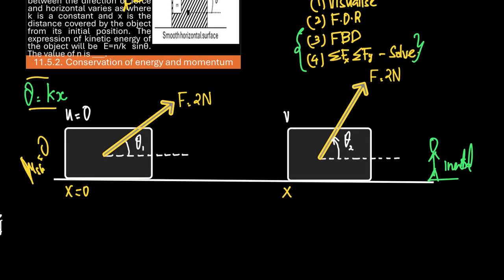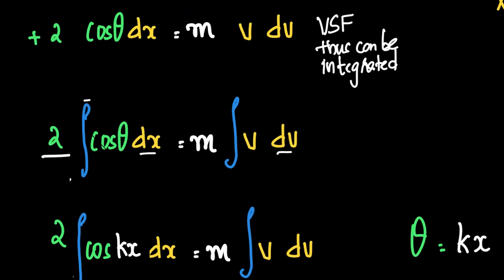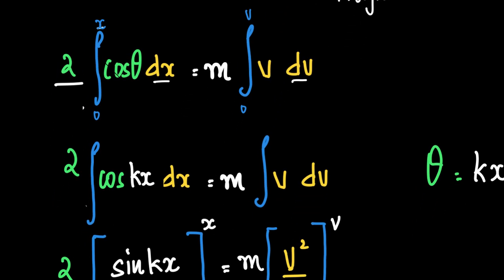So as we said, the lower limit of x is x equal to 0 and the upper limit is x. The lower limit of velocity is 0, from rest, to velocity v. Now, which means we can substitute that x varies from 0 to x and velocity varies from 0 to v. Now, what is theta? Theta is kx. So cos kx, with x varying from 0 to x and v varying from 0 to v.